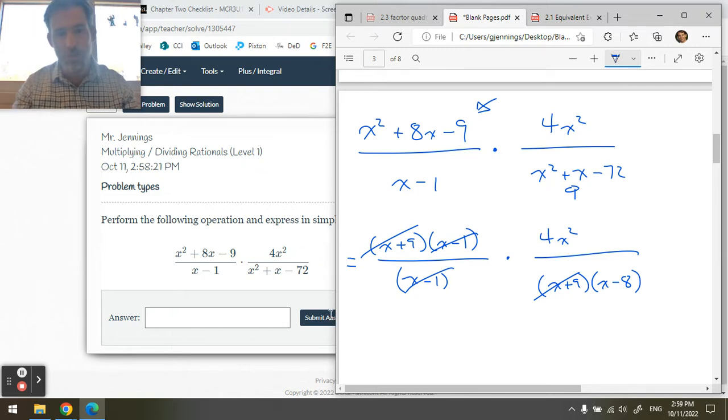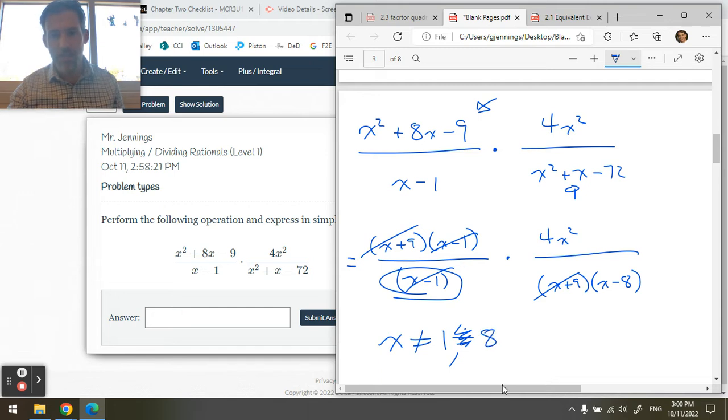No other cancellations possible. Let's dump it into Delta Math. But before you do, remember that x cannot be equal to 1 because that would make that 0. And it cannot be equal to, we wouldn't really write that again, we would just do a comma, 8, and it also can't be equal to negative 9, because negative 9 would make that 0, and 8 would make that 0. Not allowed 0 on the denominator.